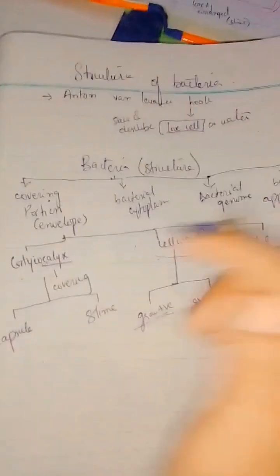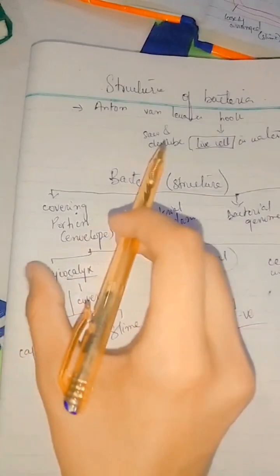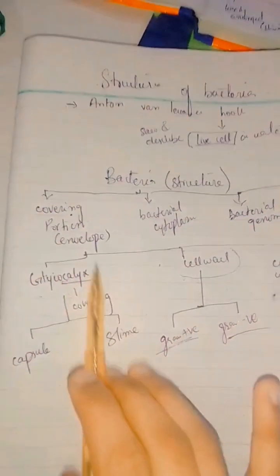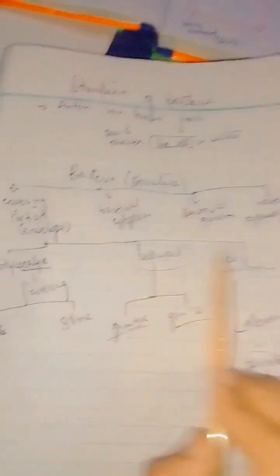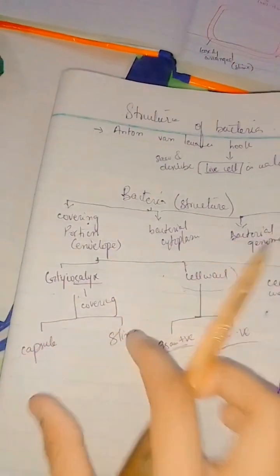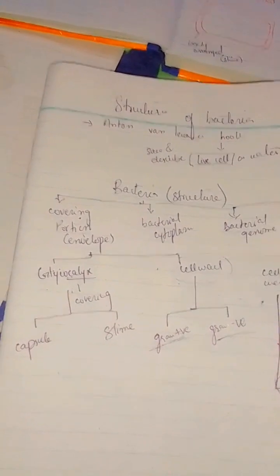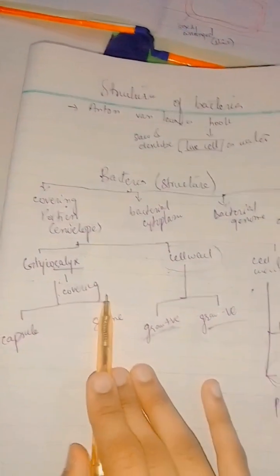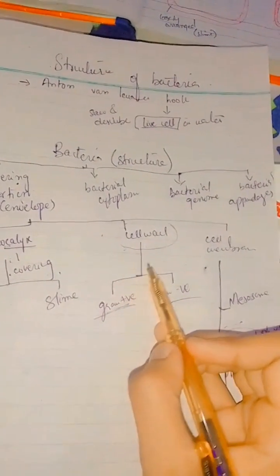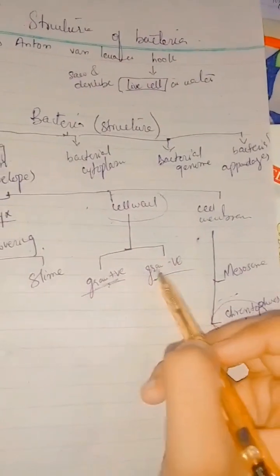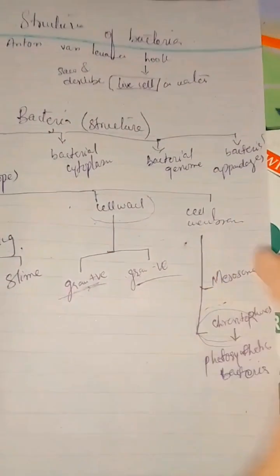He has described four. First of all, he described in detail the covering, that is glycocalyx, cell wall and cell membrane. Now glycocalyx basically exists in two forms, that is capsule and slime, and the cell wall is basically on the basis of staining purpose, that is gram positive and gram negative, and the cell membrane has mesosomes and chromatophores.